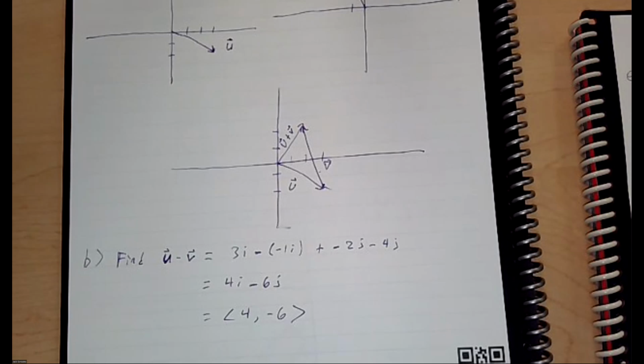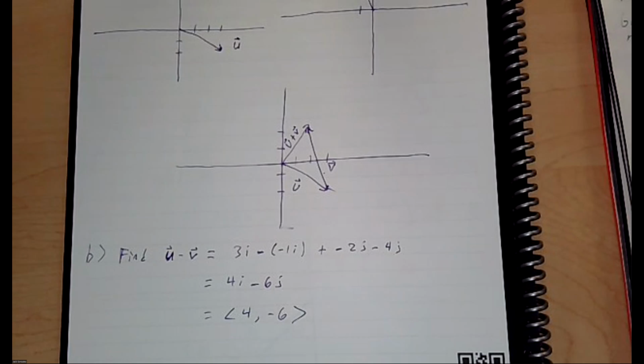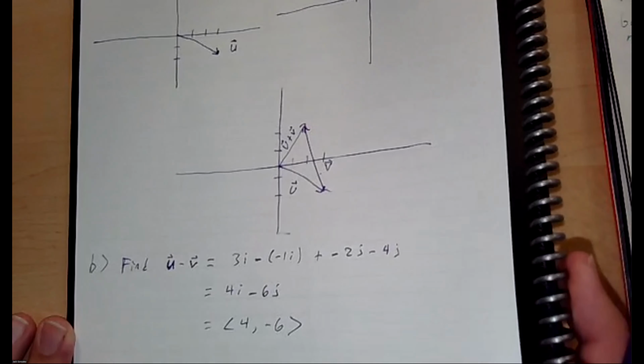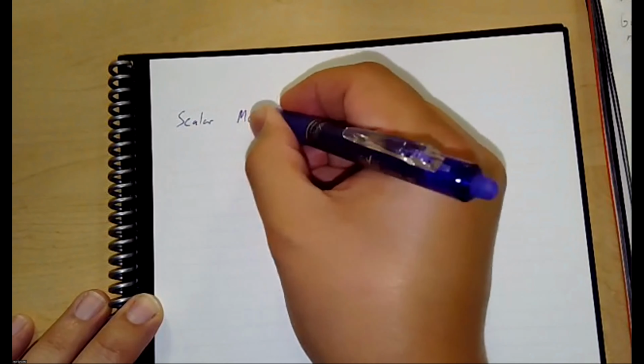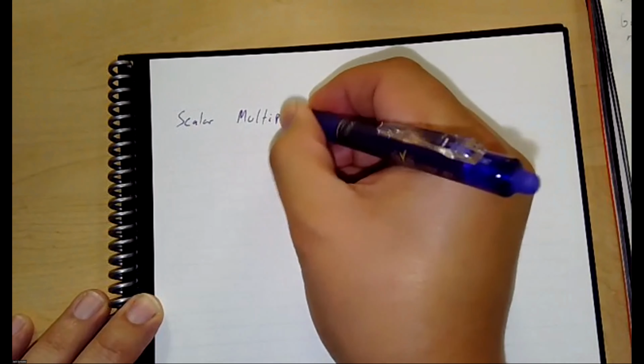Let's move on to something else then. Scalar multiplication. So you can also scale your vectors. You can double them, triple them, cut them in half, reflect them, all that good stuff. You guys cool on this page? Scalar multiplication. Try to shorten their notes as much as I can.